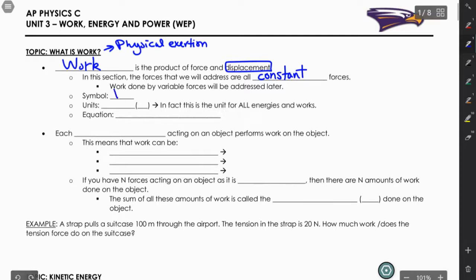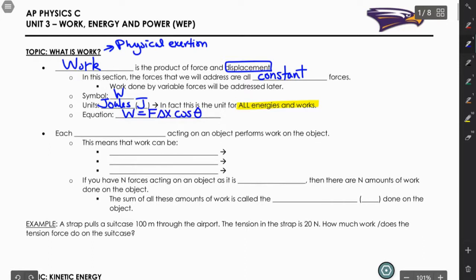The symbol for work is W. The unit is joules, which is the unit for all energies and works. It's named after James Prescott Joule. And right now, the most basic formula for work is force times displacement times the cosine of an angle.